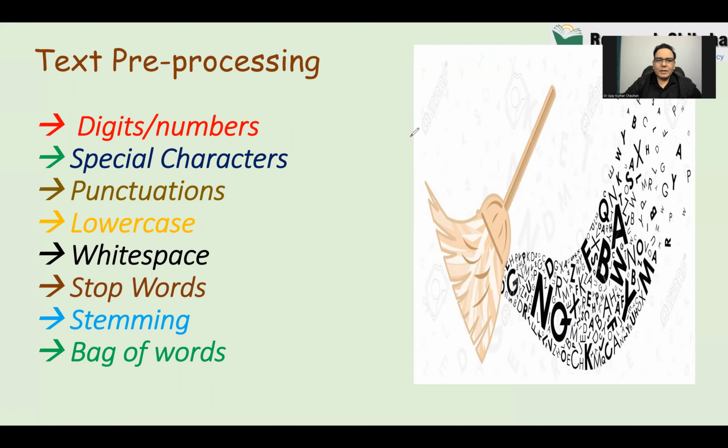Number one, digits. Whenever we have numeric data, we cannot analyze the text. You cannot say A plus A is equal to B. You cannot apply any mathematics on alphabets. So when you have numeric data, the alphabets are not required. Similarly, when you have text data, numbers are not required. So first of all, we have to remove the numbers from the text data.